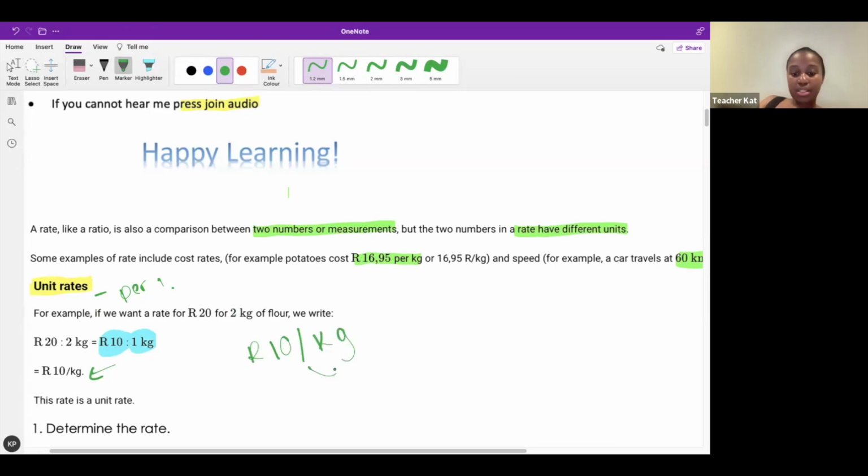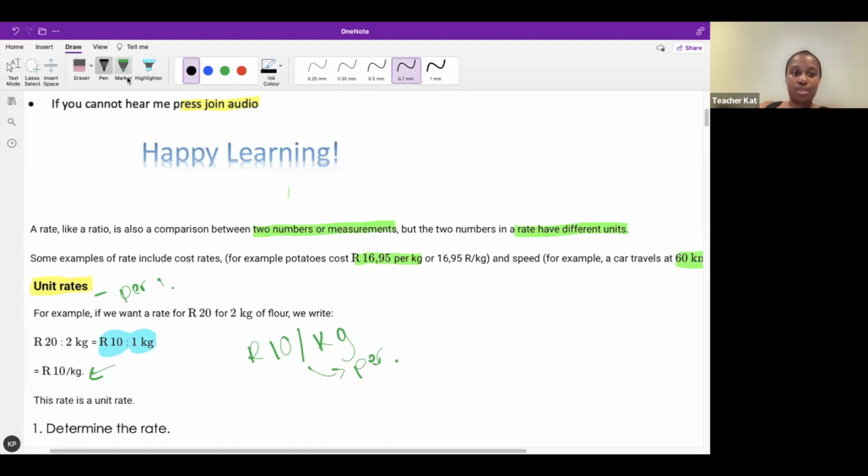Now, if you look at this thing here, this is the per. It tells you what am I being charged 10 rand for? And it's always a forward slash. Please do not do a backslash like this. Forward slash is this one. Do not do this one. All right, so that's how we write our rates.